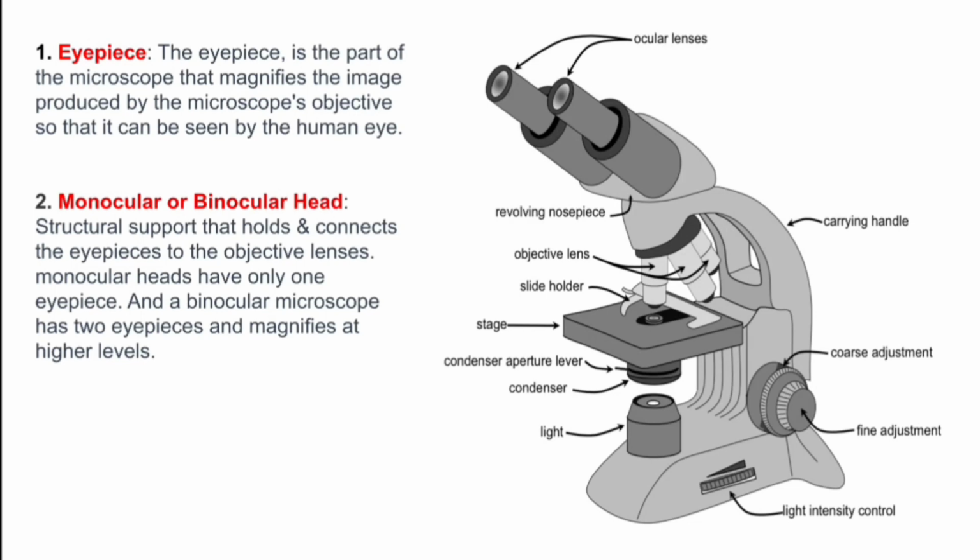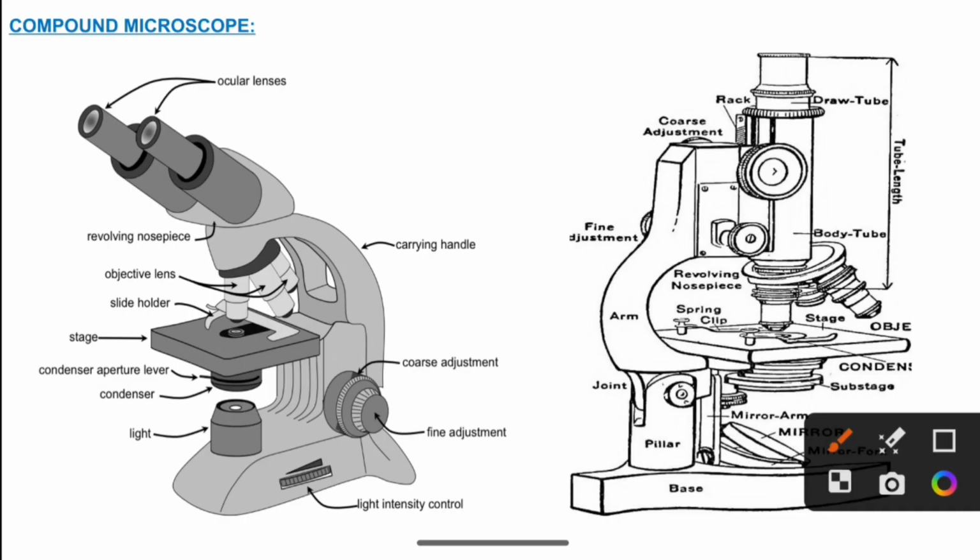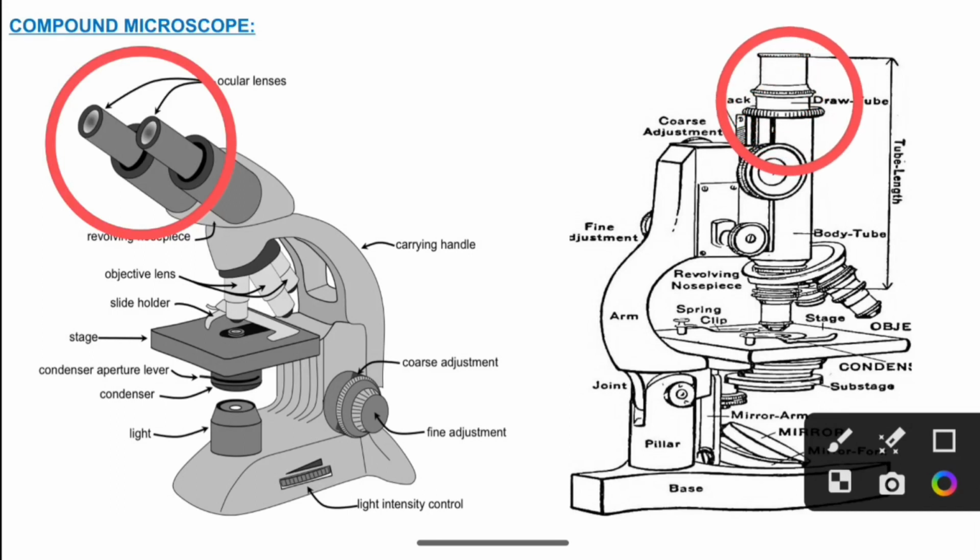The monocular has only one eyepiece, whereas binocular have two eyepieces. Okay, let me show you. So students, these are two types of microscope. Here you can see in the first image there are two lenses, and in the second image there is one lens. Means the first one is the binocular and the second one is the monocular.